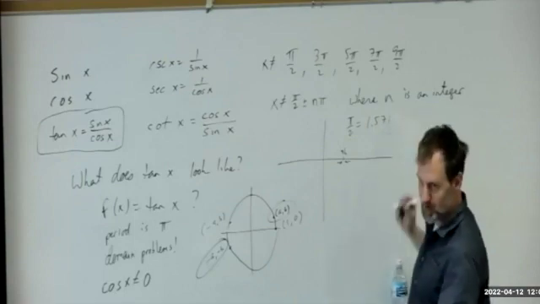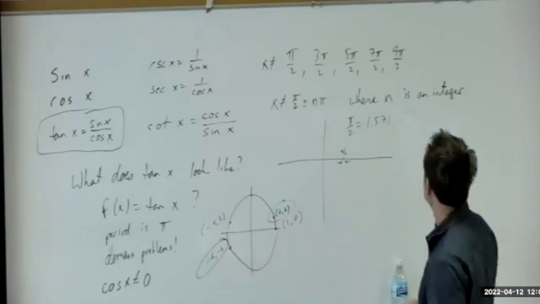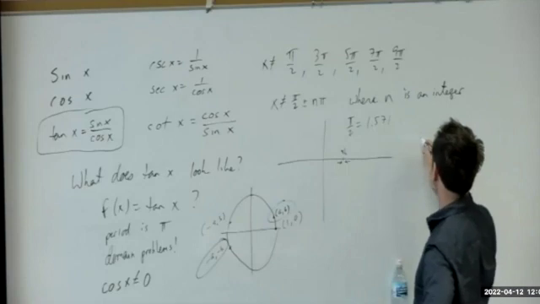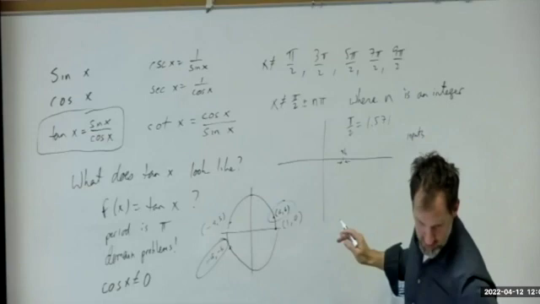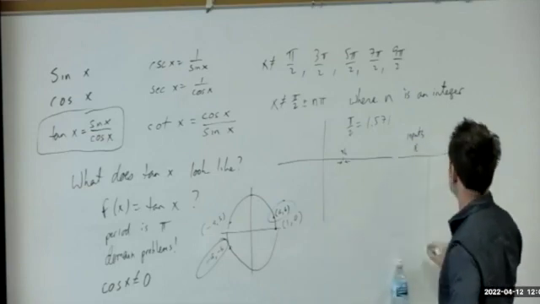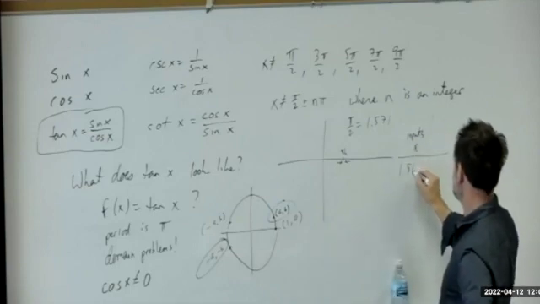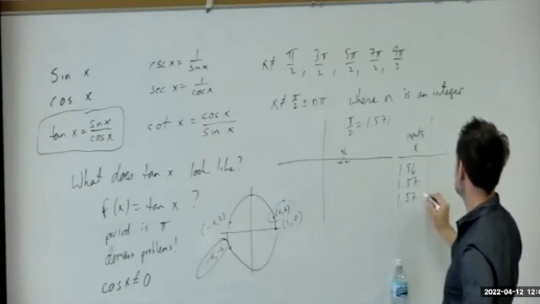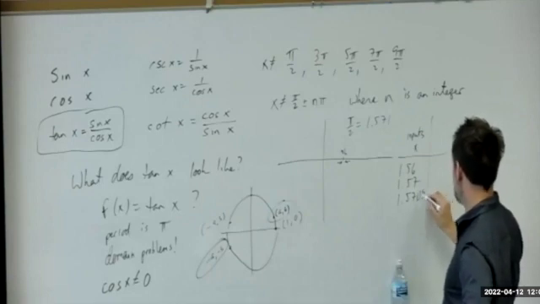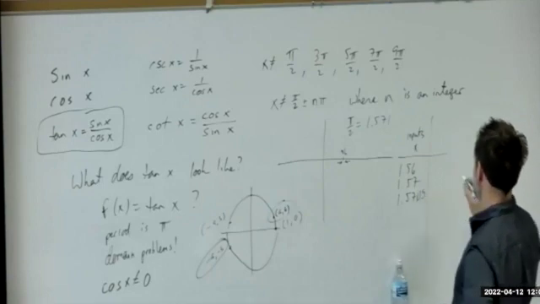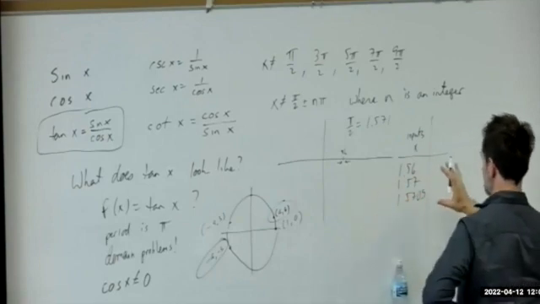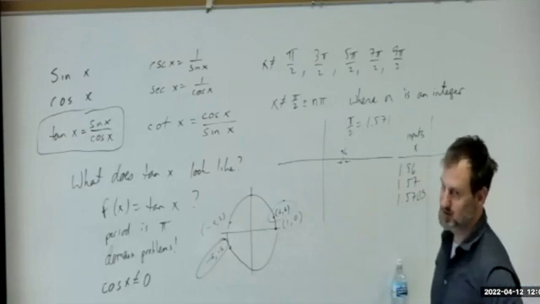So 1.571, right? So let's approach that from both sides. We'll make our inputs. Am I still on the board? Yeah. X. How about 1.56? How about 1.57? How about 1.5705? That should get us pretty close. That's coming in from the left side, coming closer and closer to my problem spot.